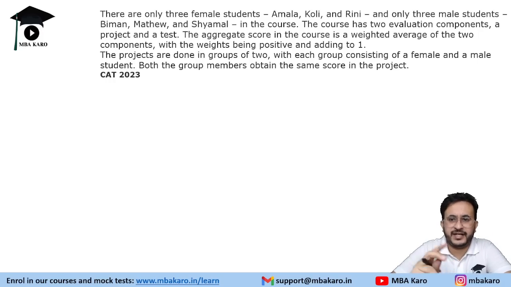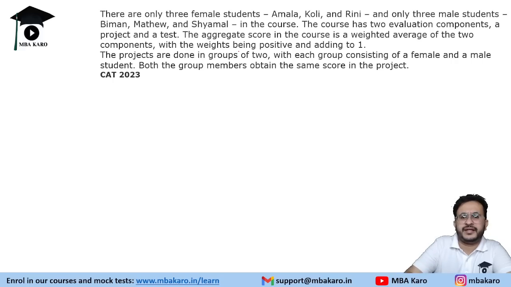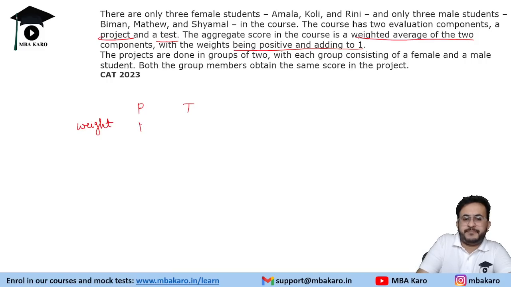It said that there are two things that people take, right? One is project and one is test. And it said that the aggregate score is the weighted average of the two, with the weights being positive and adding up to 1. So let us say a person takes a project and a test. Project has a weight of, let us say, P. So test will have a weight of 1 minus P, because it is saying weights being positive and adding to 1.